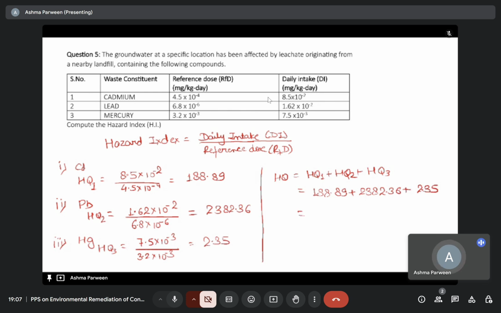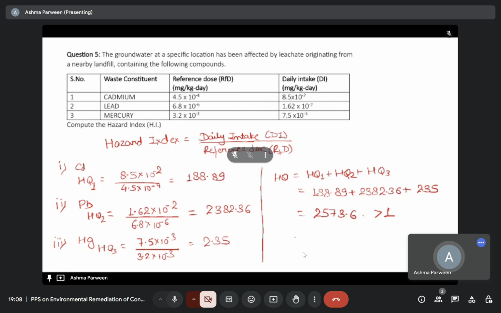So on summing this all, we are getting a value of 188.89 plus 2382.36 plus 2.35, which is 2573.6. So this is the hazard index due to all the three contaminants given, and since it is greater than 1, the adverse effect due to these contaminants will be seen in the human population. So we get the hazard index as 2573.6. So this is the solution for this question.